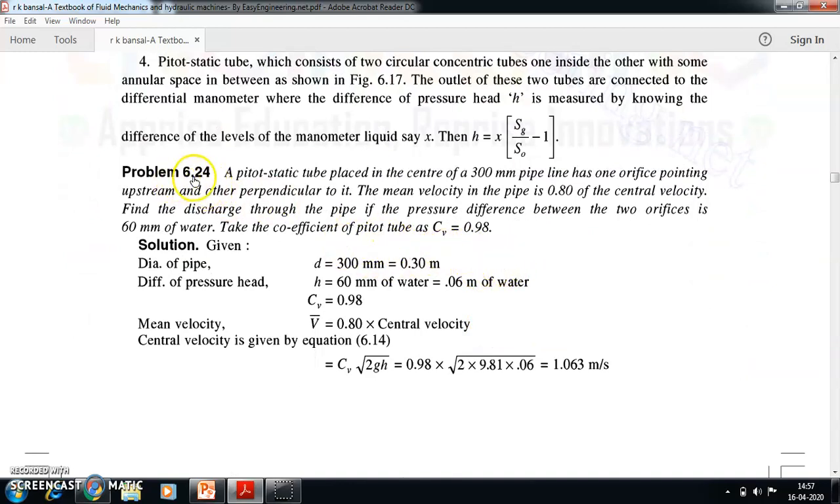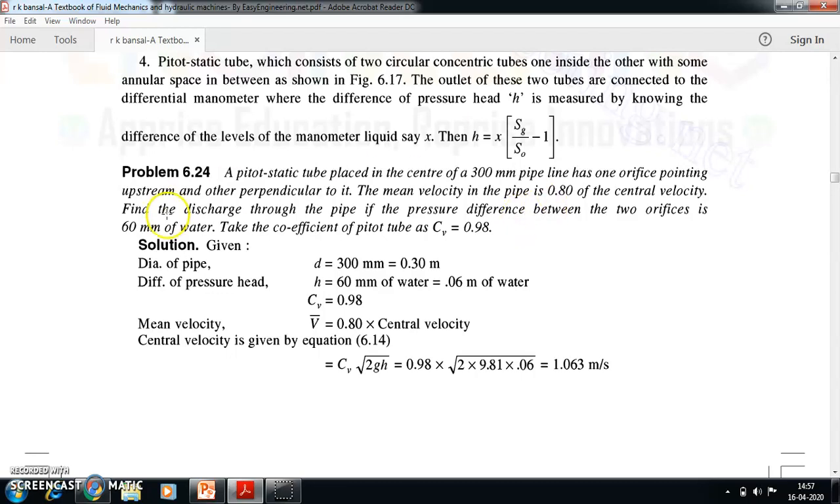Let us see the first problem, 6.24. Before we start, the problems on the Pitot tube are much smaller and much easier compared to the problems on orifice meter and venturi meter, and you are lucky if you get problems on the Pitot tube, because the equation that you need to remember is one or two equations, and easily you can get the answer.